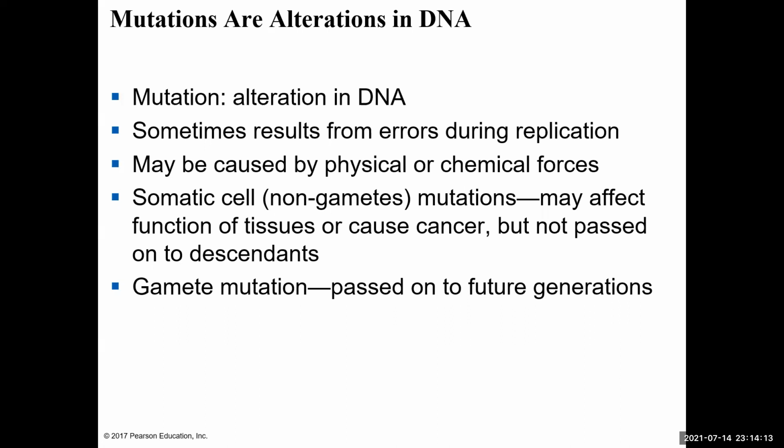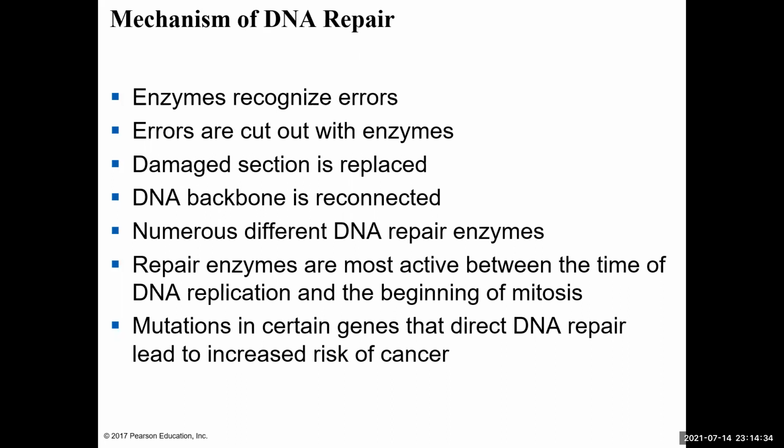So for a mutation to be passed on, it has to happen in the gamete cells. So it has to be in the sperm cells or the egg cells. If it's in any of your other cells in your body, that mutation won't be passed on to your children. And so again, the gametic mutations are what's passed on.